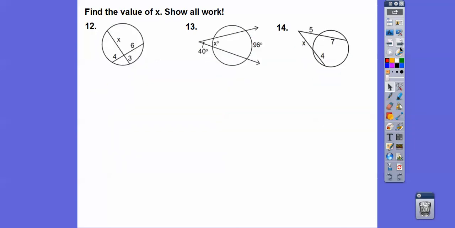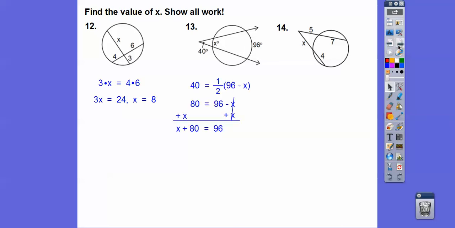All right, so here this one is piece times piece equals piece times piece. So when you multiply those together, we get x equals 8. Here, outside, so this outside angle is 1/2 this arc minus this arc, okay? So when we do that, multiply by 2, I'm going to add x to both sides and then subtract 80 and we get 16.